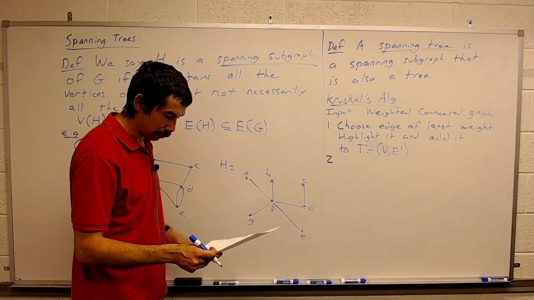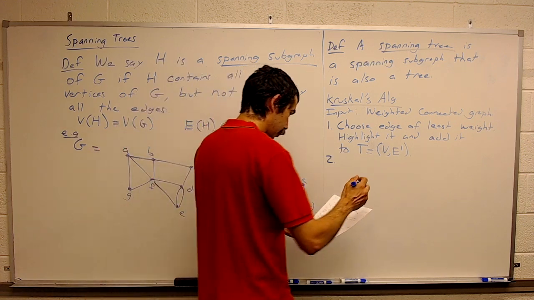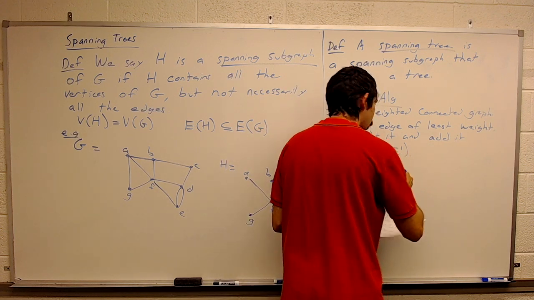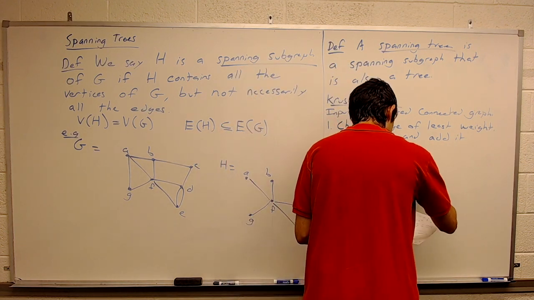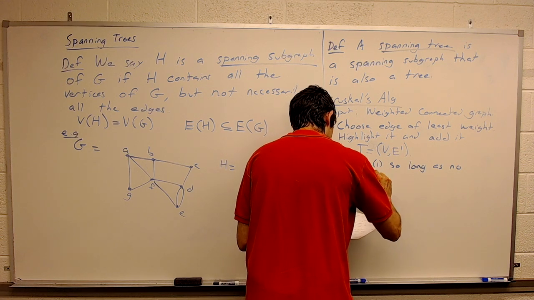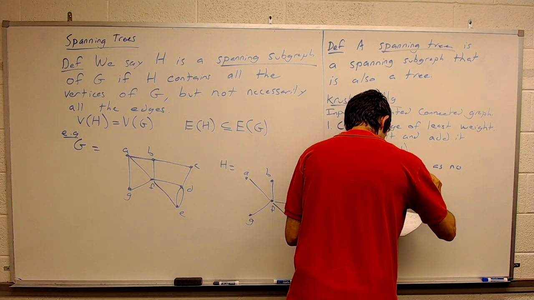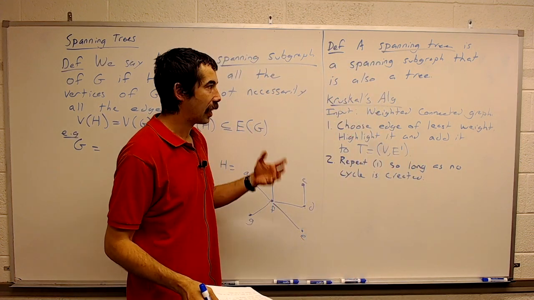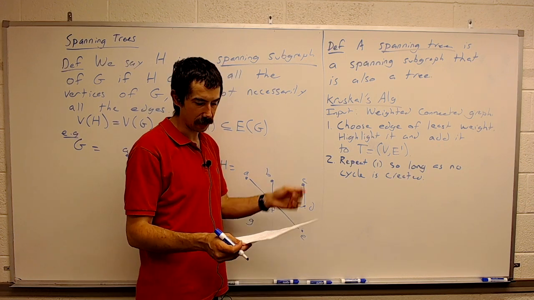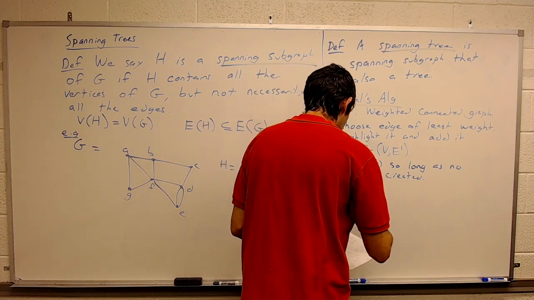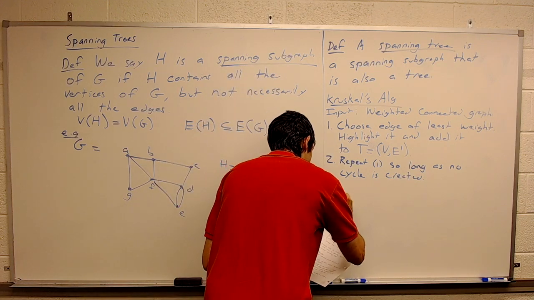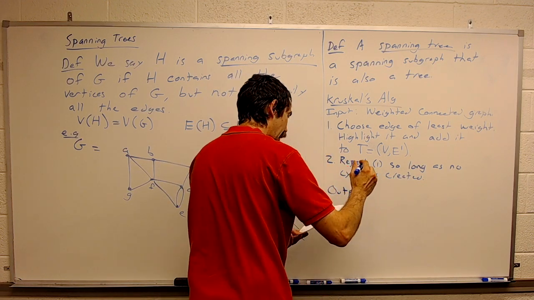And then step 2, which is like the main part of it, is we're going to repeat step 1 so long as no cycle is created. Okay, that is to say, just keep picking the smallest edge and just make sure a cycle isn't created. Okay, if adding an edge would make a cycle, we're going to skip it. All right, it's as simple as that. And so our output is the minimum spanning tree.